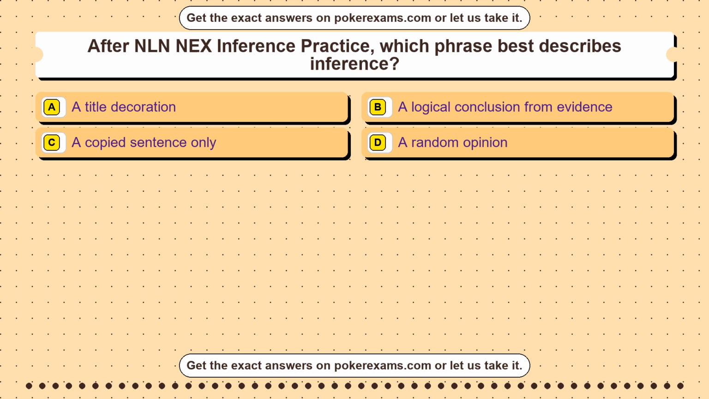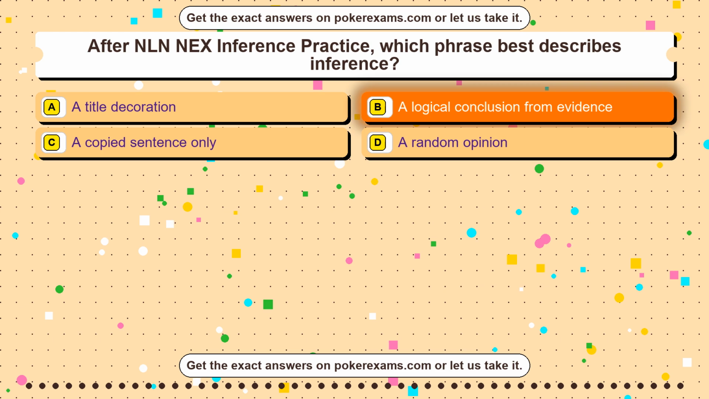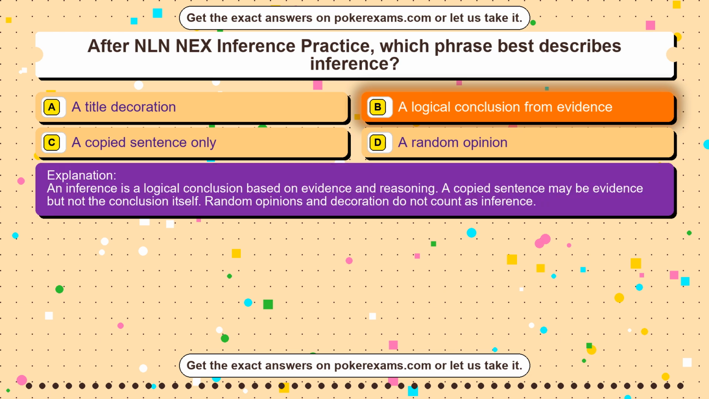Question 36. After get graphs and data practice, which angle measures exactly 90 degrees? Option A straight angle. Option B right angle. Option C acute angle. Option D obtuse angle. The correct answer is option B. A right angle measures exactly 90 degrees. Acute angles are less than 90, obtuse angles are greater than 90 but less than 180, and straight angles measure 180. The exact measure identifies the type.